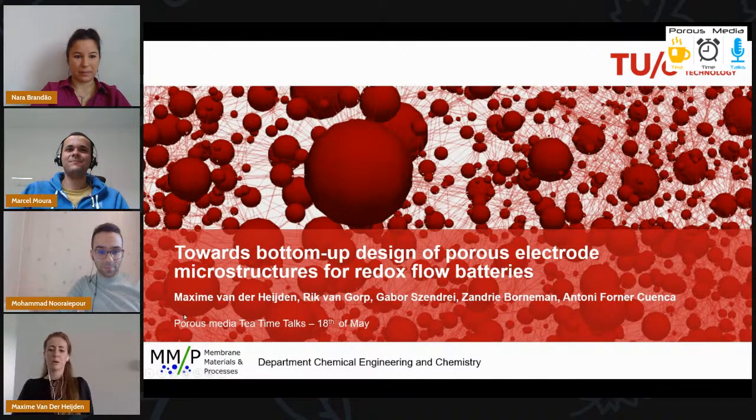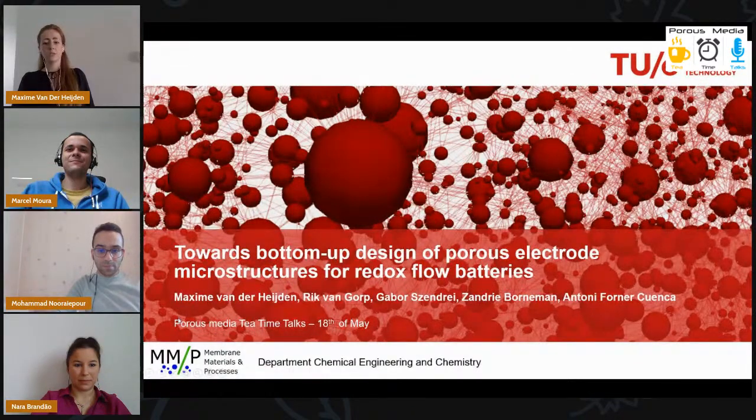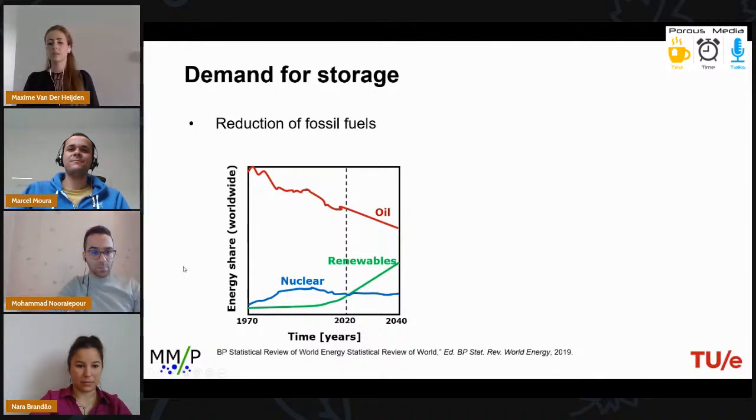I will briefly walk through my PhD project where I try to design porous electrode microstructures for redox flow batteries from the bottom up and show my progress of the last 1.5 years. So energy has become a very important aspect in our daily lives, but it's still primarily generated by fossil fuels. Fortunately, the transition to a circular economy by integrating renewable energy is a hot topic in research and is expected to increase tremendously in the coming years.